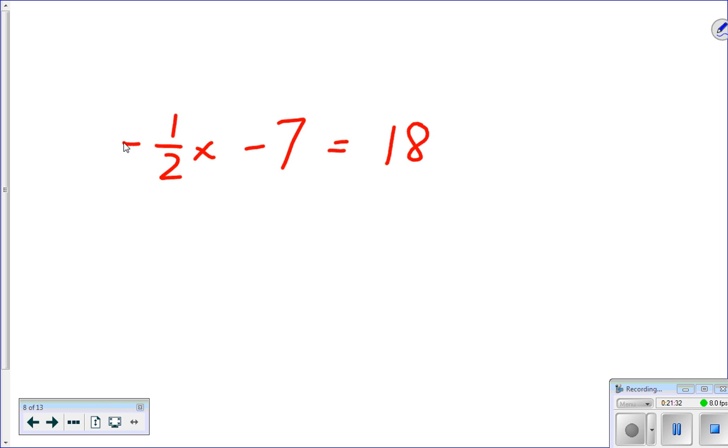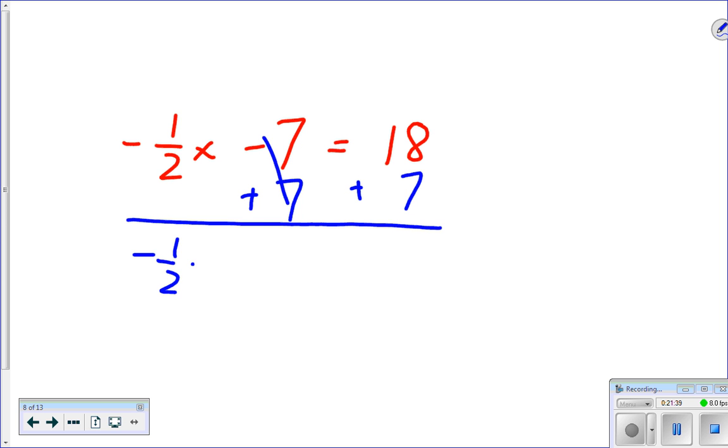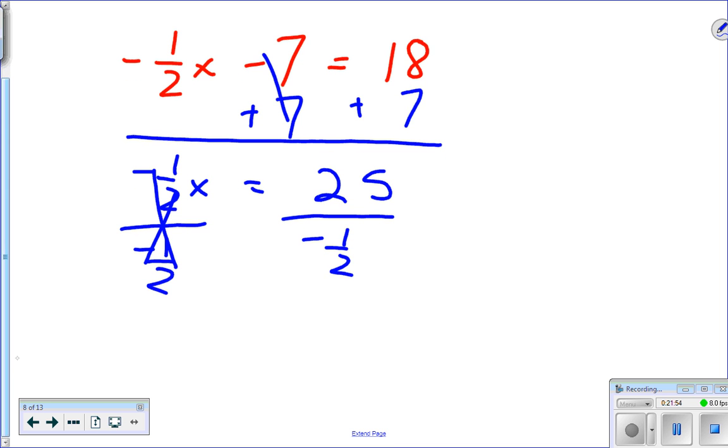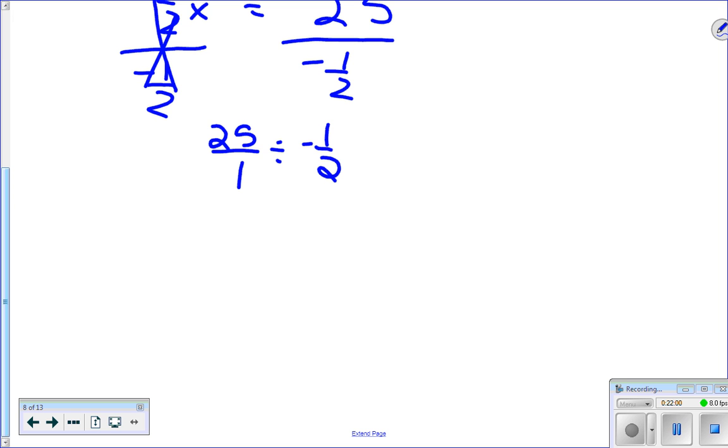Okay, so first you take care of your 7. Add 7 to both sides. So it looks like this. Then you have negative 1/2 x equals, I think, 25, right? So then this is like yesterday. What do you got to do with this? Divide by negative 1/2, just like what you did yesterday. So 25 over 1 divided by negative 1/2, which should be 25 over 1 times negative 2 over 1, which should be negative 50. And that should be your answer.